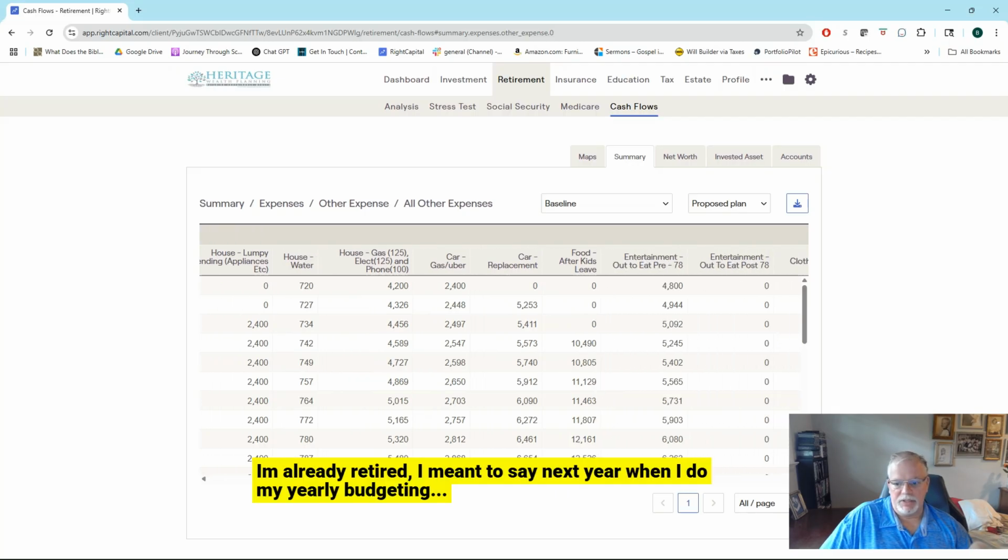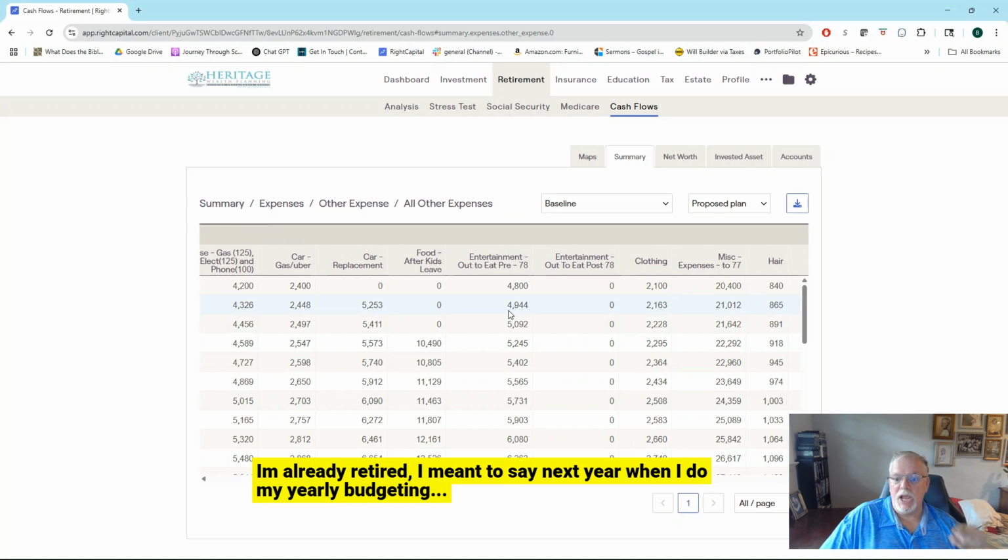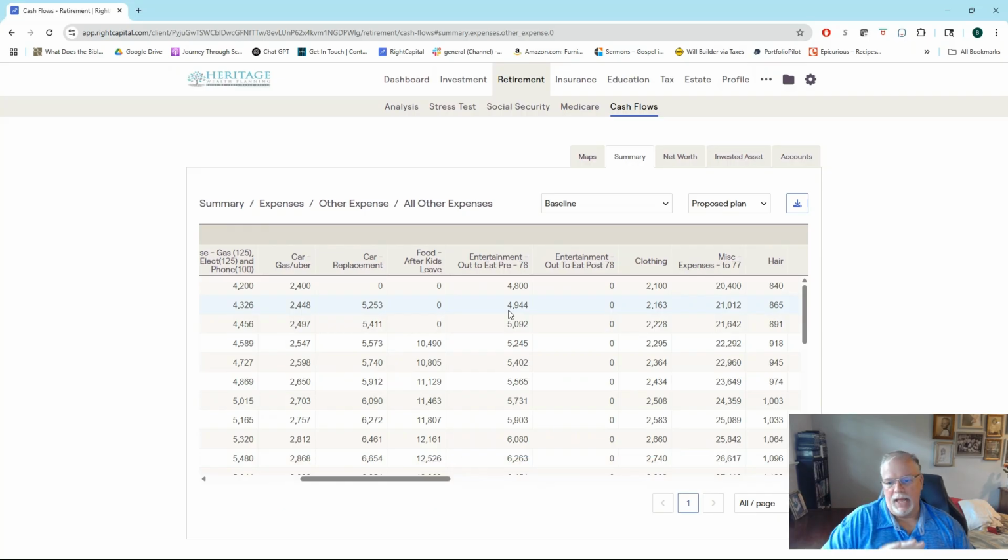So next year when I retire, what I should do in January, which like I said, if I have to do something too much that's hard, I'm not going to do it. So once a year is when I kind of have to look at everything and get things set up. But it's like an hour's worth of work. So what I should do next year in January, or probably in December, January, is look and say, oh, according to inflation, my budget for entertainment pre-78 should go from 4,800 to 4,944. That's what I should do.